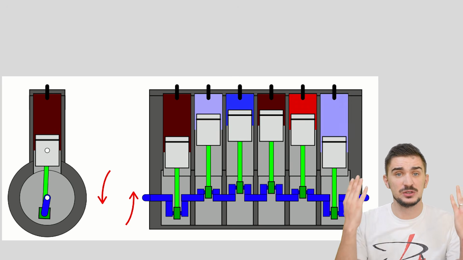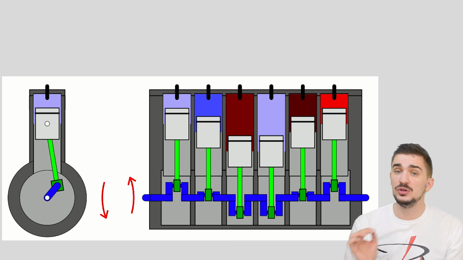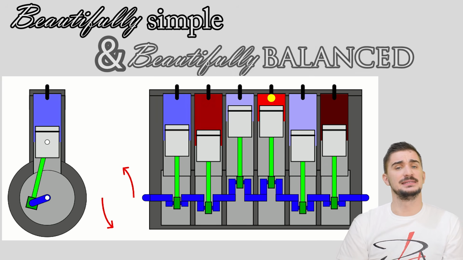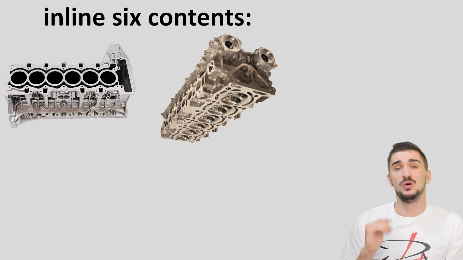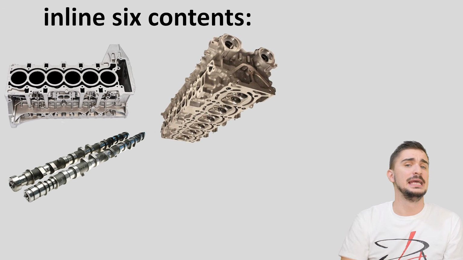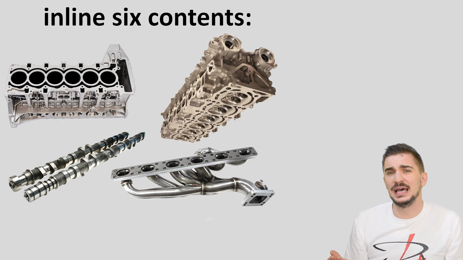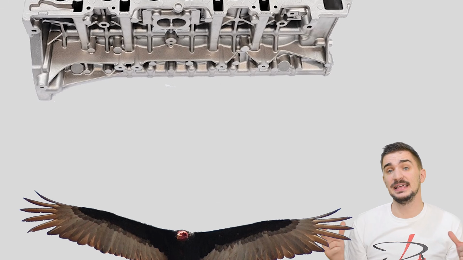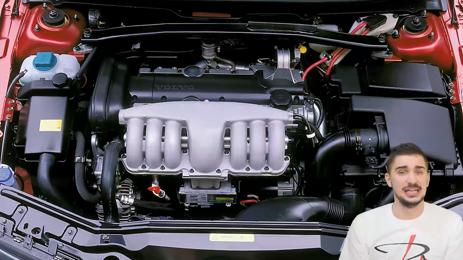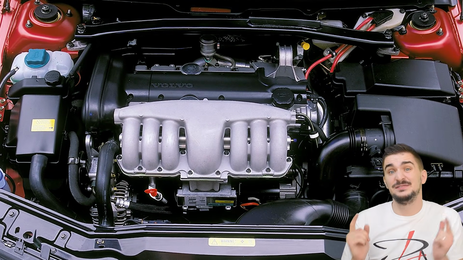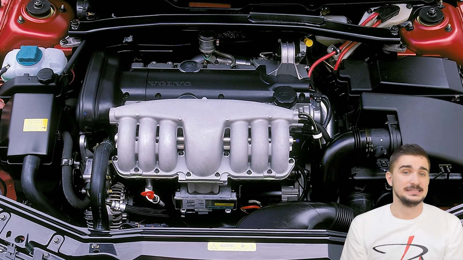Now let's start with the inline 6-cylinder engine. We already covered it twice, so many of you know that it's a beautifully simple and beautifully balanced engine configuration. It's beautifully simple because it needs only one cylinder head, only one or two cams, and only one exhaust manifold. The only real downside of an inline 6 is its length, and because of its length, it's very hard to fit it transversely in an engine bay. But other than the length, it's very hard to fault the inline 6-cylinder engine.